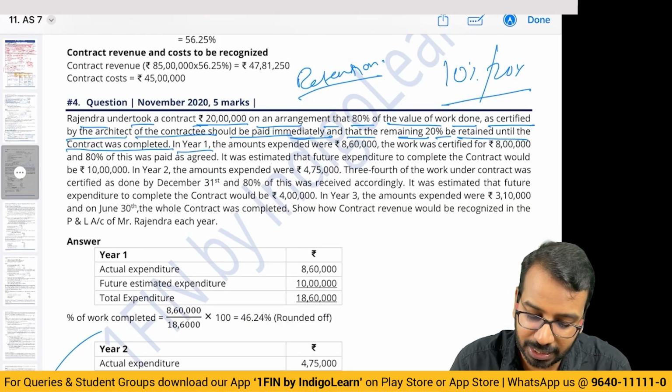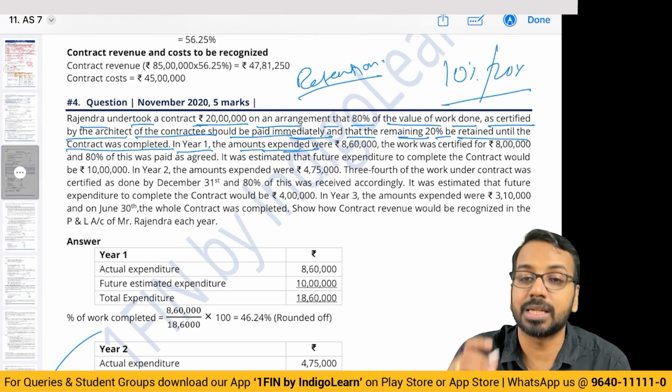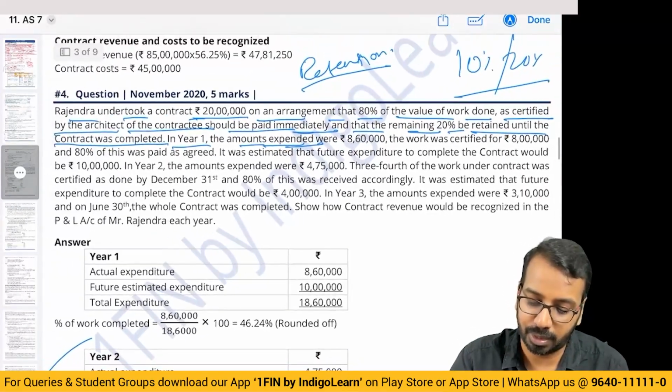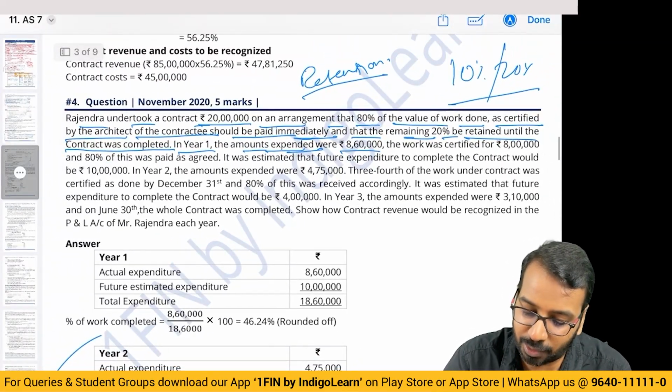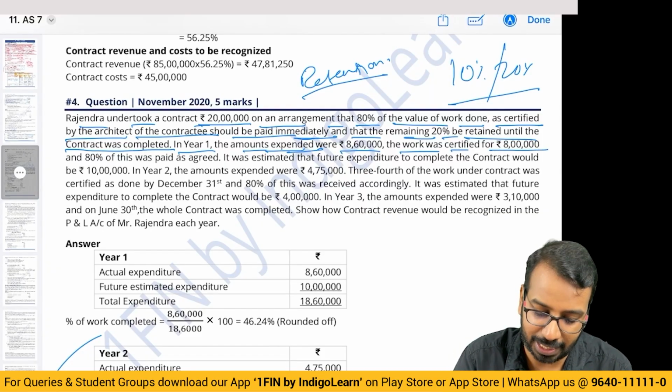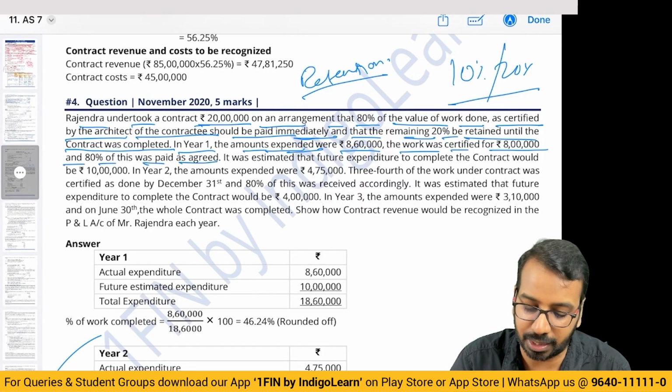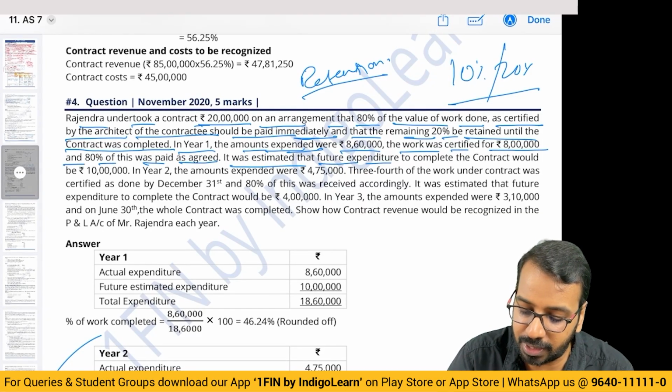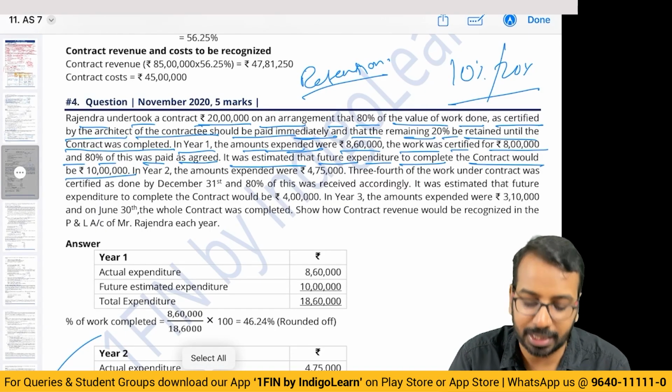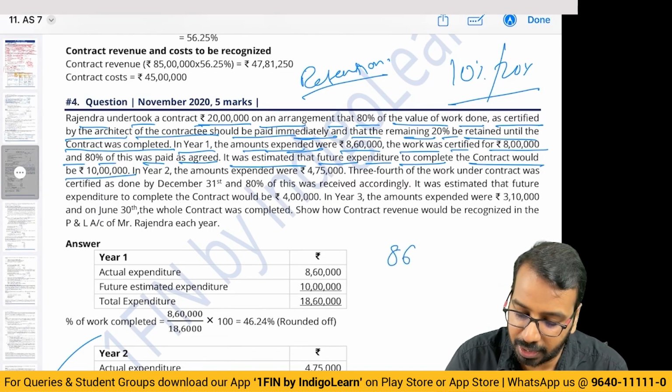Okay. In year 1, the amounts expended, means spent, were 8,60,000 and the work was certified for 8 lakhs and 80% of this was paid as agreed. It was estimated that further expenditure to complete the contract would be 10 lakhs. So, how much is incurred?